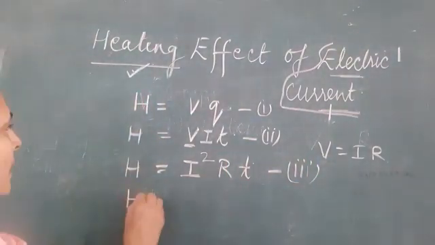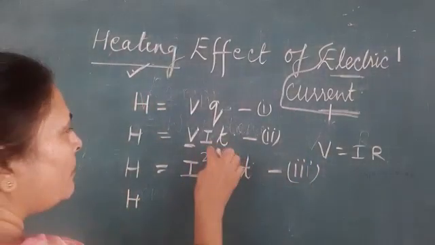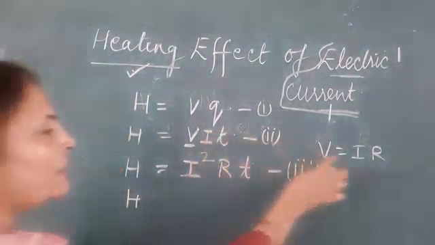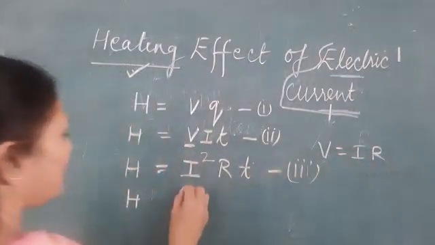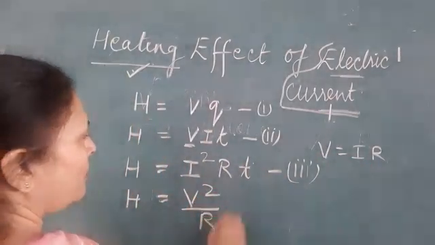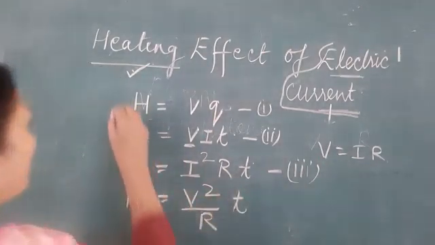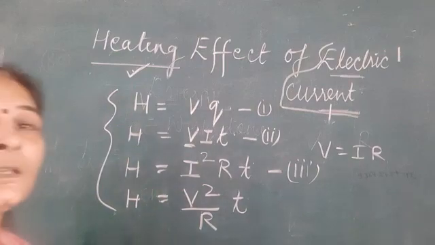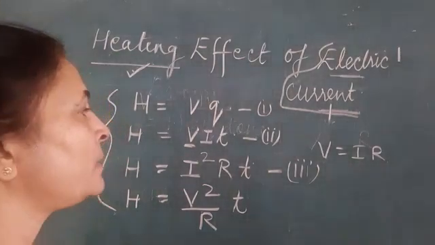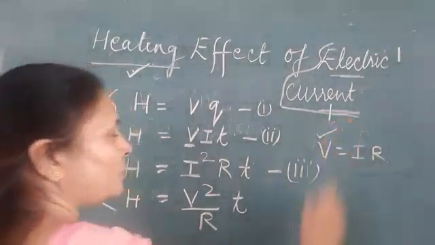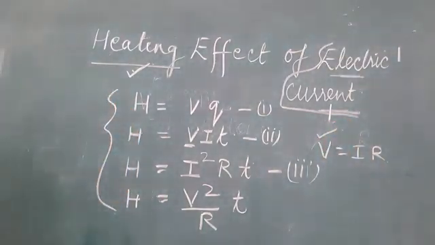I can also write this equation by substituting in place of I now. This I can be written as V upon R. So further I can write it like this, V square upon R into T. So these are the various expressions you will get for heat developed in a given resistor when a current I flows through it because of potential difference V.